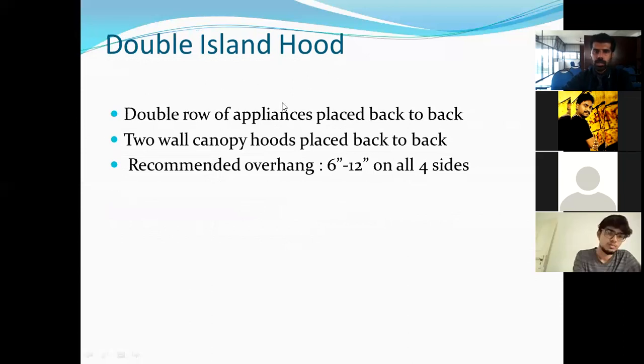Now double island hood. Double row appliances placed back to back. That we have already seen. Okay, we have already seen that picture. 2 wall canopy hoods placed back to back. Recommended overhang 6 to 12 inch on all 4 sides, because it's an island type.